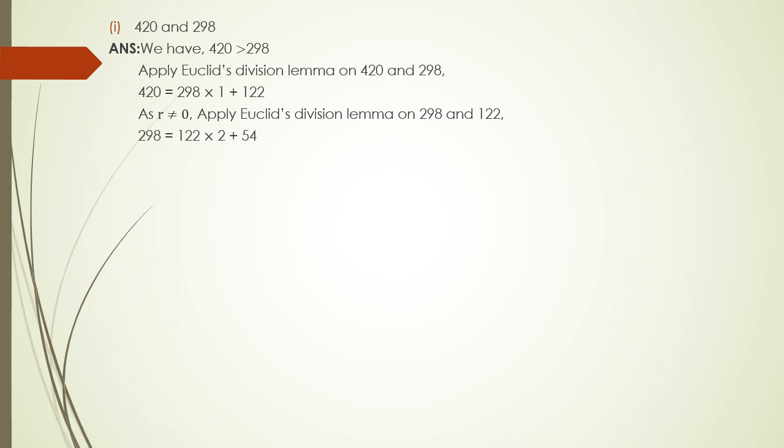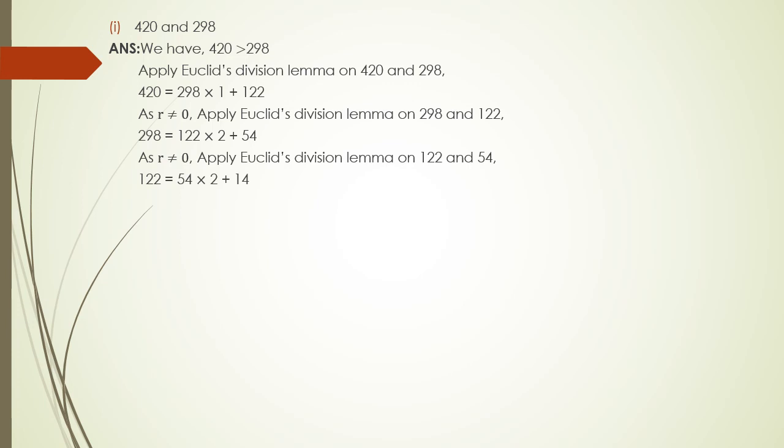Once again, that remainder is not equal to 0. So as remainder is not equal to 0, we are going to apply Euclid's division lemma on 122 and 54, which are divisor and remainder of the previous step. So again, by using long division, we can write it like this: 122 is equal to 54 into 2 plus 14. Here, when we'll divide 122 by 54, quotient will come 2 and remainder will come 14. Again, we can see that remainder is not equal to 0.